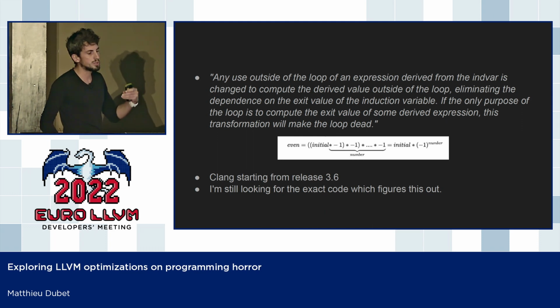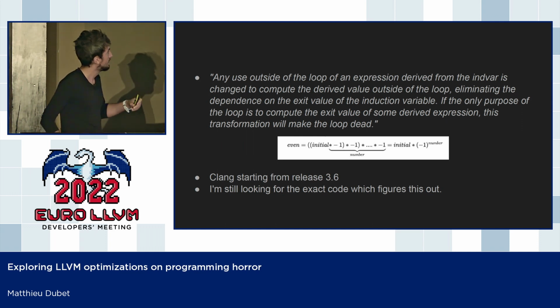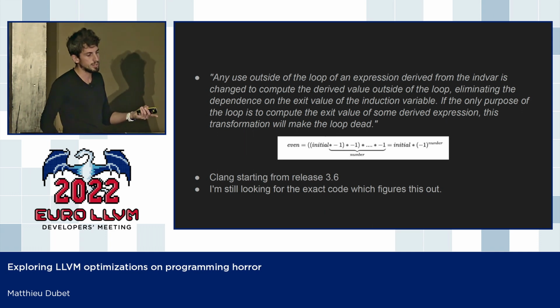It says that if you use the value of an expression outside the loop that is directly derived from an induction variable, the phase is supposed to be able to get the derived expression out of the loop and just write it as a constant expression. So what the phase is able to realize is that the even variable here, the Boolean, is actually just initial, and then it's multiplied by -1 a number of times, so it's actually initial times -1 to the power of number. So it's obviously a constant expression. It just depends on initial and number. So obviously it could be a single instruction.